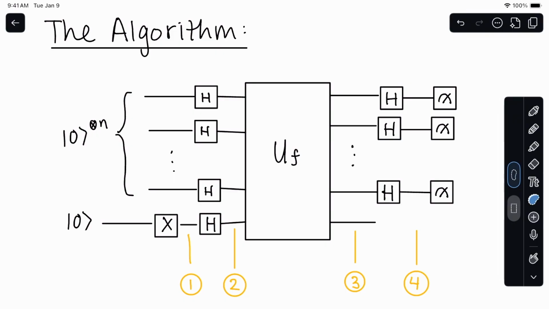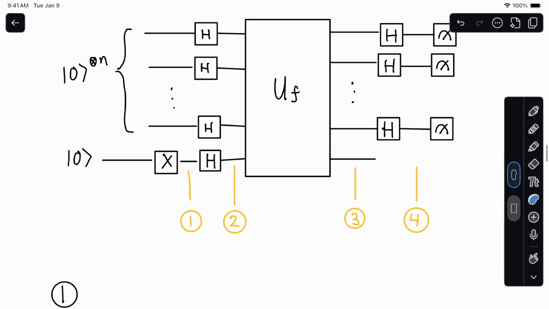So that brings us to the full algorithm. The first thing that we're going to want to do is apply a Hadamard gate to all of the qubits. That's going to put us in an equal superposition of all the bit strings of length n. Then we're going to apply our oracle, and then finally we're going to apply Hadamards to everything again to undo the superposition, and then finally we're going to measure.